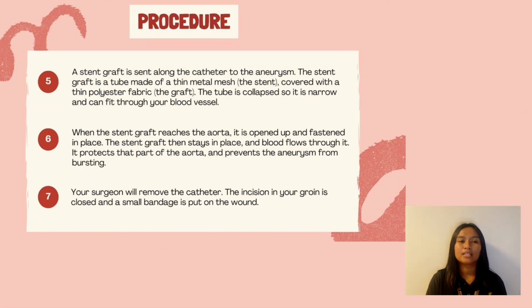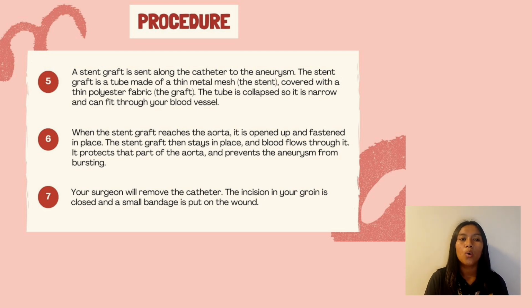Step 5. A stent graft is sent along the catheter to the aneurysm. The stent graft is a tube made of a thin metal mesh covered with a thin polyester fabric. The tube is collapsed so it is narrow and can fit through your blood vessel.